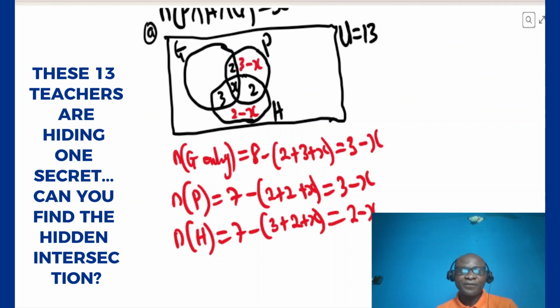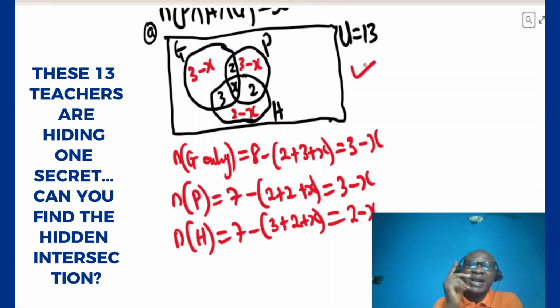And for government only, that is 3 minus X. At this point, this is where the main mathematics will now happen for us to find that particular information we need in order to find any solution to the questions that were asked to us in B. But that particular question A, which is to draw a Venn diagram that represents the information, this Venn diagram has captured the information very well.